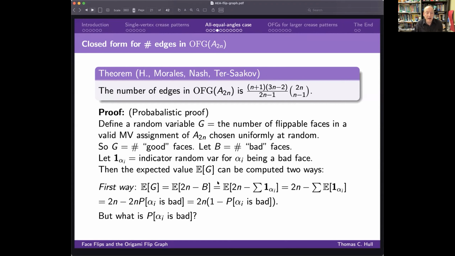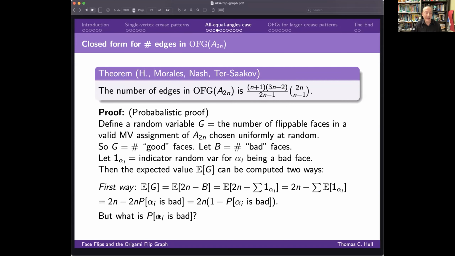Now, what's nice about the expected value, and it's standard in probability courses, is that the expected value is linear. So you can move it inside the summation here and pull the 2n outside. So the expected value of G is just 2n times the sum of the expected values of all these indicator random variables. But those are just all the same, because this is a symmetric all equal angle case vertex. These expected values will all be the same, and they'll all equal the probability that alpha I is bad. So we've really just got to compute this.